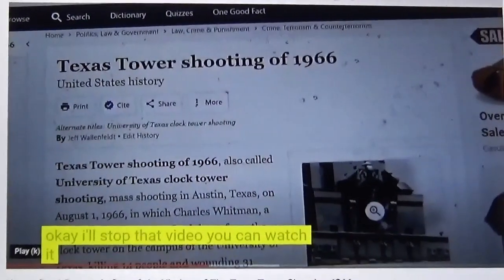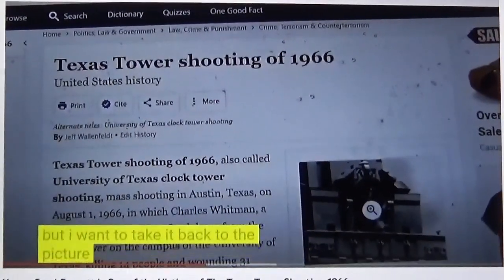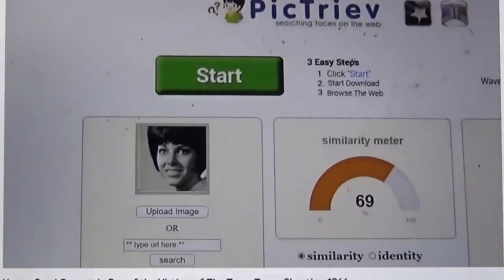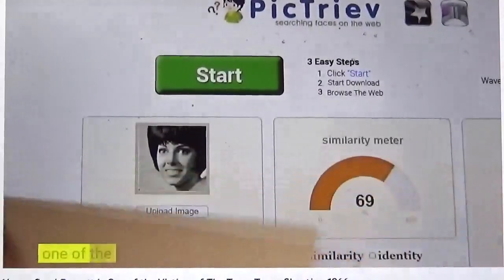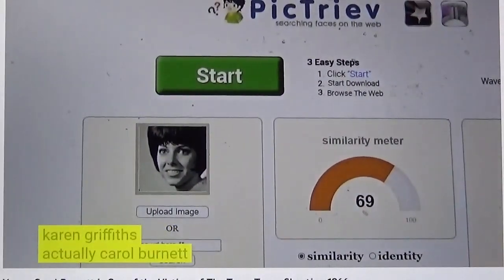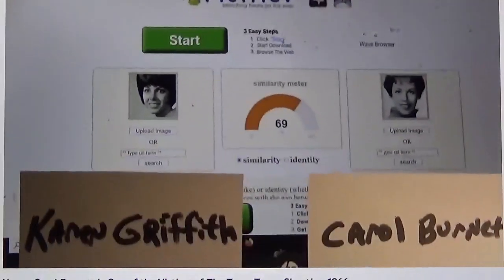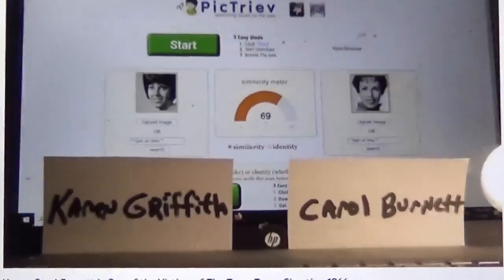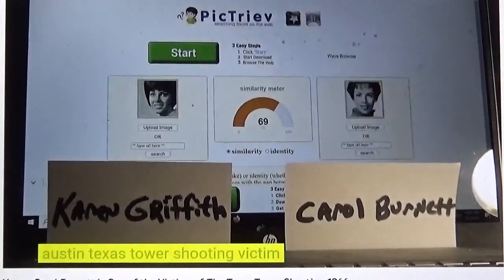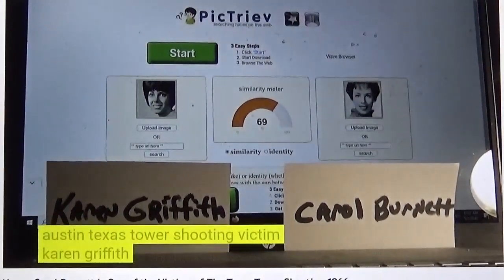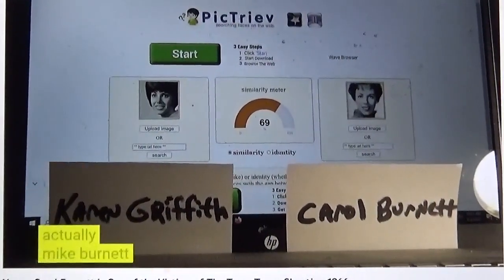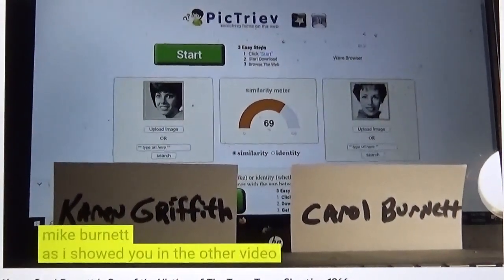You can watch it, but I want to take it back to the picture. I just once again nail it for you. One of the victims, Karen Griffith, is actually Carol Burnett. 1966, Austin, Texas, Tower Shooting victim, Karen Griffith. Who's Carol Burnett? Actually, Mike Burnett, as I showed you in the other video.